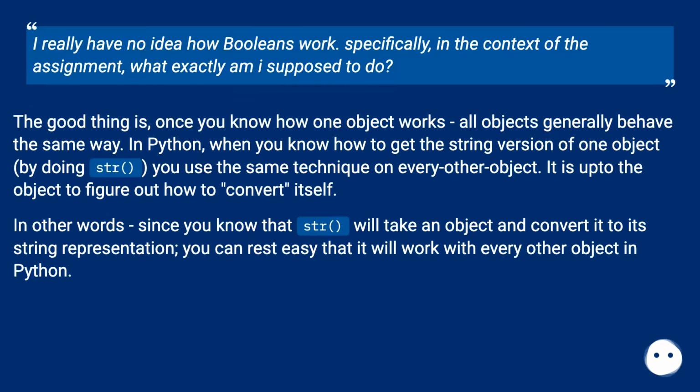I really have no idea how booleans work. Specifically, in the context of the assignment, what exactly am I supposed to do? The good thing is, once you know how one object works, all objects generally behave the same way. In Python, when you know how to get the string version of one object by doing str, you use the same technique on every other object. It is up to the object to figure out how to convert itself. In other words, since you know that str will take an object and convert it to its string representation, you can rest easy that it will work with every other object in Python.